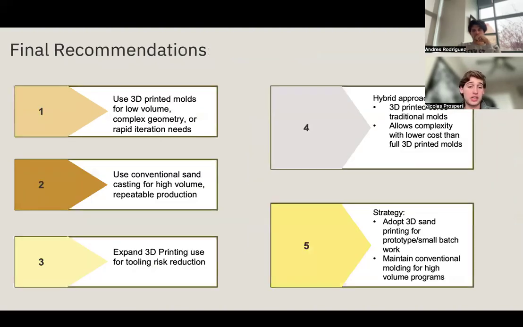So, some final recommendations based on the technical, economic, and readiness factors we analyzed. Number one, use 3D printed molds for low volume, complex geometry, or rapid iterations. Number two, use conventional casting for high volumes and stable production. Number three, consider hybrid approaches such as 3D printing cores inside conventional molds. Number four, adopt 3D printing early in the development cycle to reduce tooling risk. And number five, maintain conventional molding capability for high volume programs.